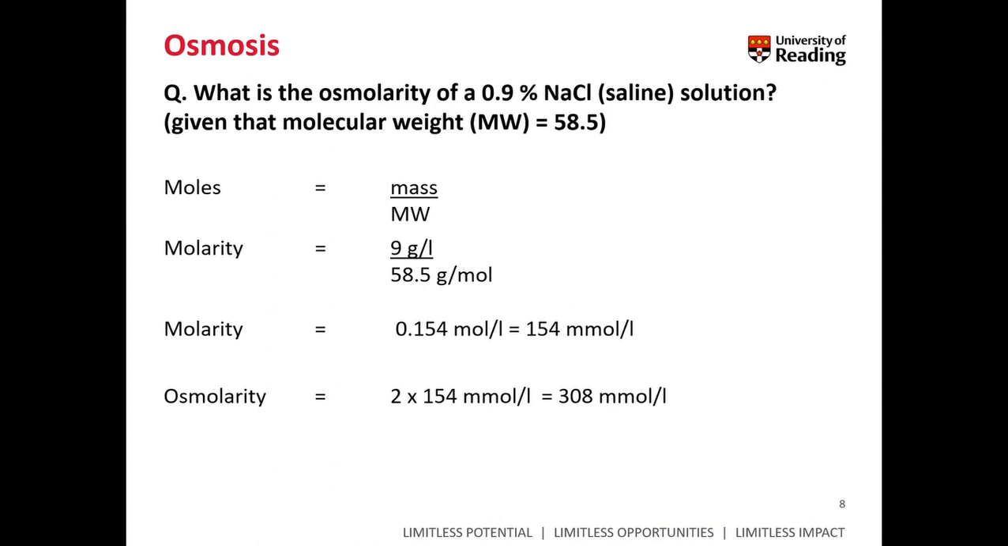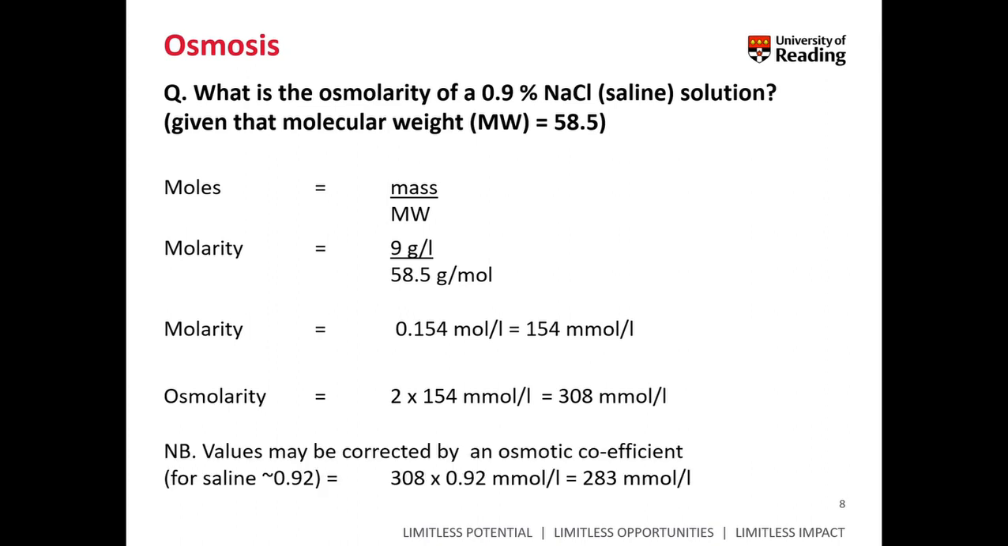And that will be 308 milliosmoles per liter. There's a mistake, which I will correct, so you will not see it once I correct. So the values always need to be corrected by an osmotic coefficient, which depends on the kind of solution. For saline, the osmotic coefficient is 0.92. You're given this, you don't need to know it, and so that will be 283 milliosmoles per liter.